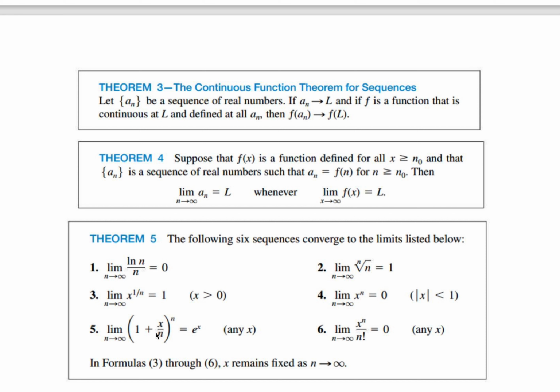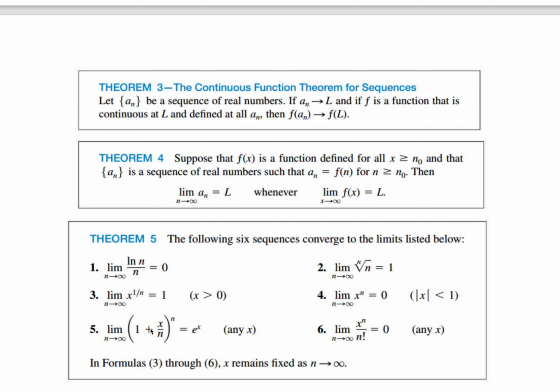The first one is the continuous function theorem. This says if a sub n is a sequence and it goes to a limit L, and f is a function that is continuous at L and it's defined at all values of that sequence, then we can basically apply that function to the sequence and its limit will be the function value of L.